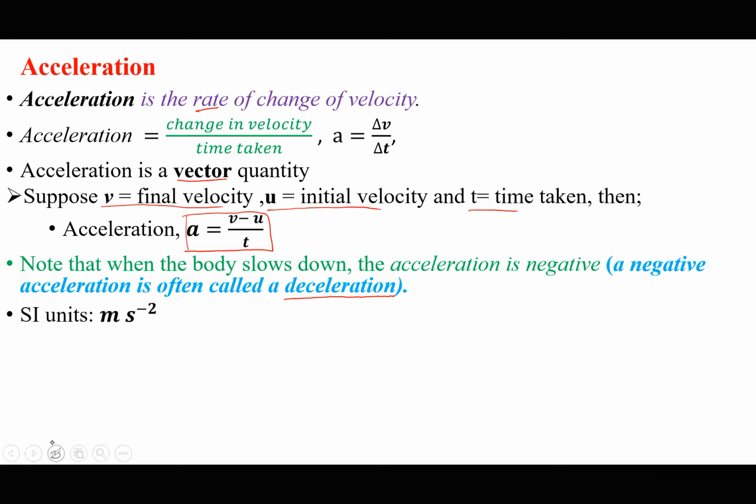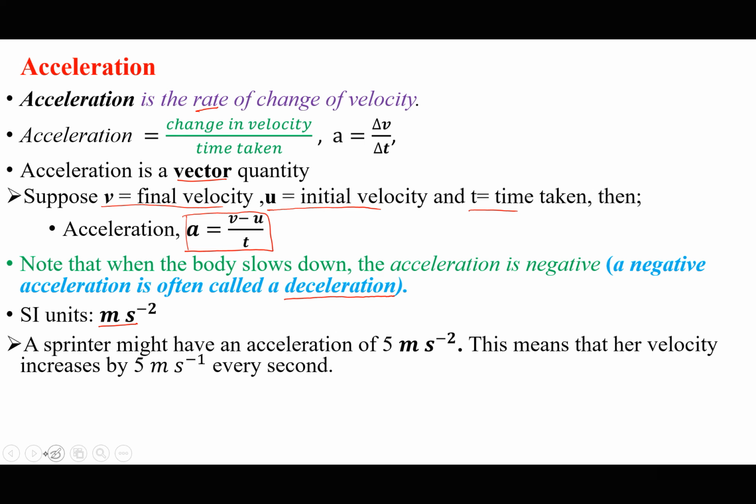We know the units of acceleration from GCSE as meters per second squared. They are still the same units. For example, a sprinter might have an acceleration of 5 meters per second squared. This means that her velocity increases by 5 meters per second every second. When you break this down, it is 5 meters per second divided by seconds. So in 1 second, the velocity increases by 5 meters per second.